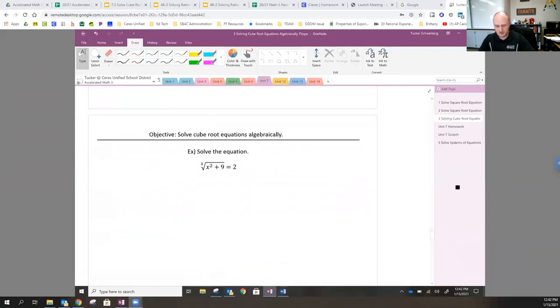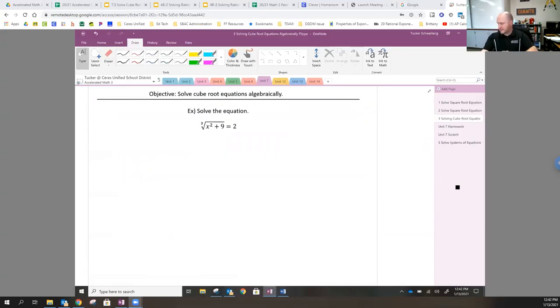Okay. Here is the next example. We got 2 more examples for you. Here we have the cubic root of x squared plus 9 is equal to 2. Ooh, they're giving us quadratics inside the radicand. Okay, so step 1, isolation. I don't have to do anything to isolate it. It's ready to go. Step 2, I'm going to raise it to the appropriate power. I'm going to cube each side.